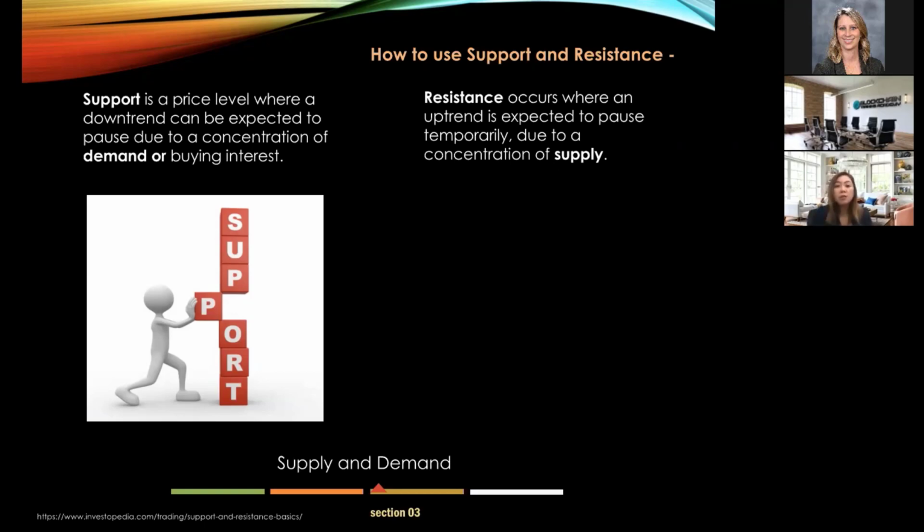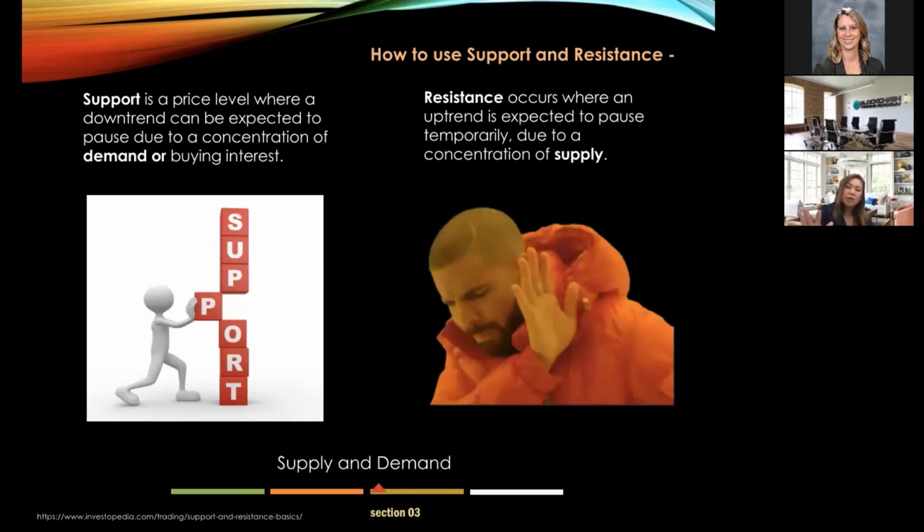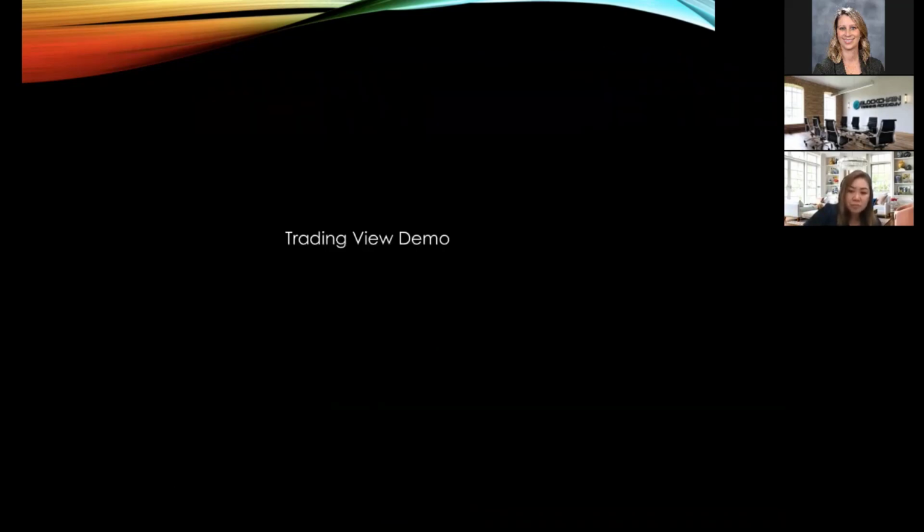And then on the contrary, resistance. Resistance is if the price is going uptrend and then it's having a hard time to keep going. You feel like there's a rejection, that it keeps rejecting this price. Think of it like, no, you stop, you can't go further. So this is the supply and demand.